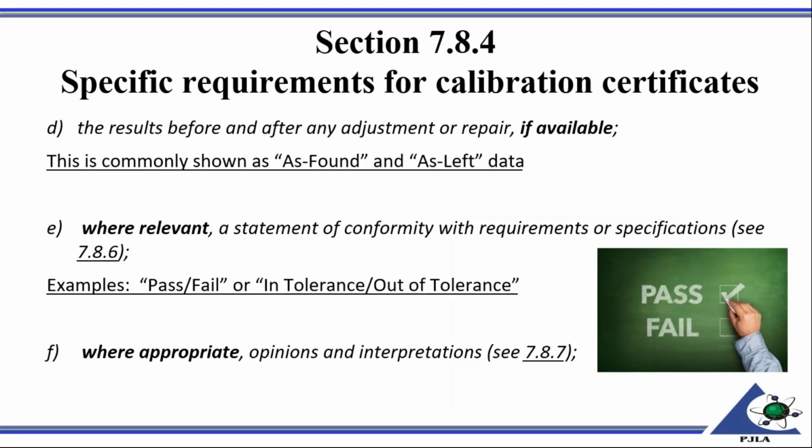Okay, section D. The results before and after any adjustment or repair, if available. So this is commonly shown as found or as left data. Let's say you are calibrating a piece of equipment and it was reading outside of specification. So you adjusted it. Sometimes there's just a little knob that you twist to tweak it a little bit. And then you recalibrate it. That's the as left data. You're going to want to include both sets of data.